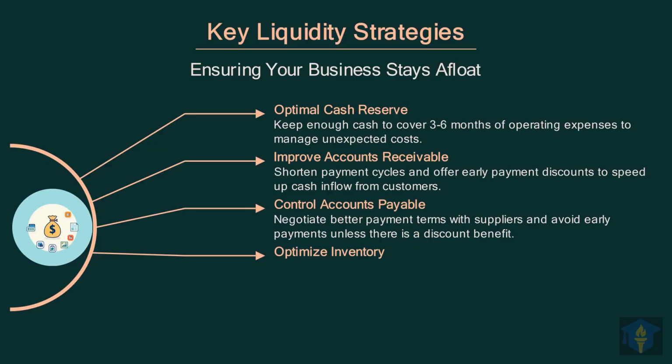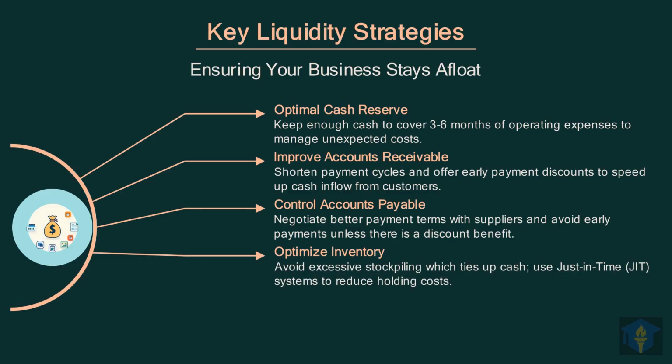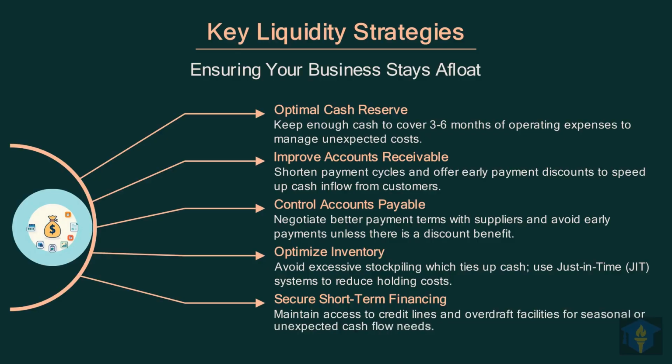Optimizing inventory levels is key to preventing cash from being tied up unnecessarily in stock. Avoid excessive stockpiling, which ties up cash. Use just-in-time systems to reduce holding costs effectively. Securing short-term financing options provides flexibility for managing seasonal or unexpected cash needs. Maintain access to credit lines and overdraft facilities for handling seasonal or unexpected cash flow needs.